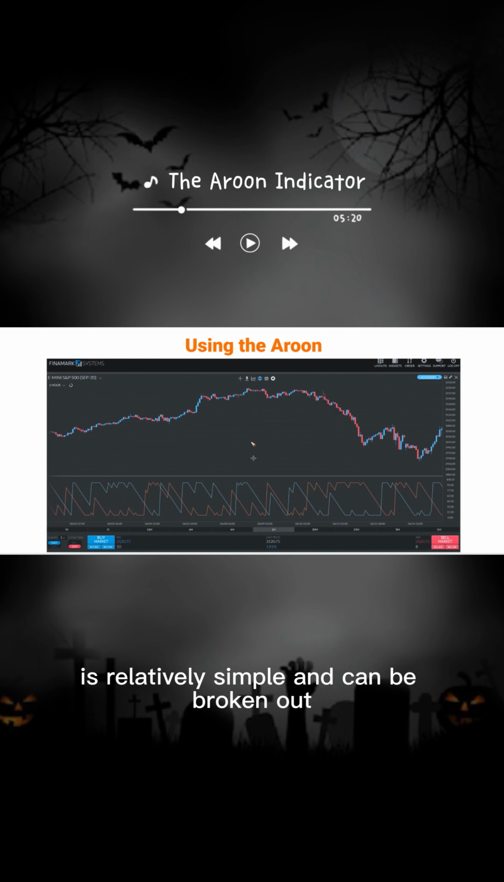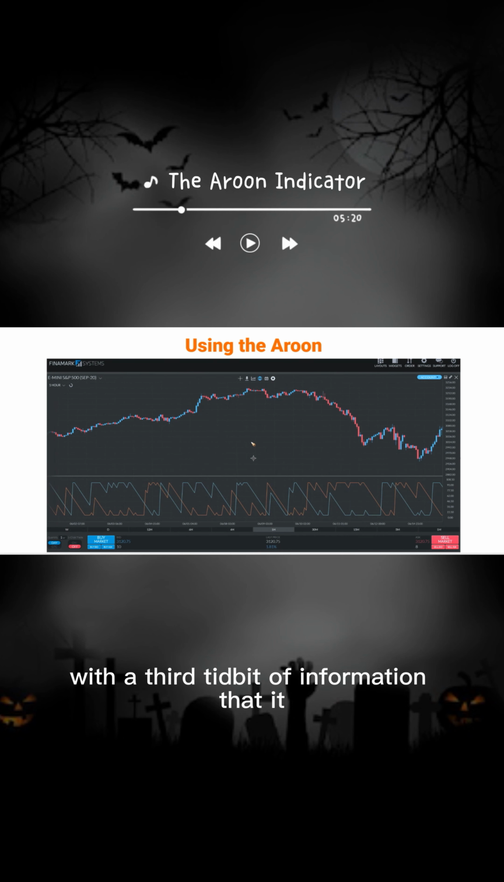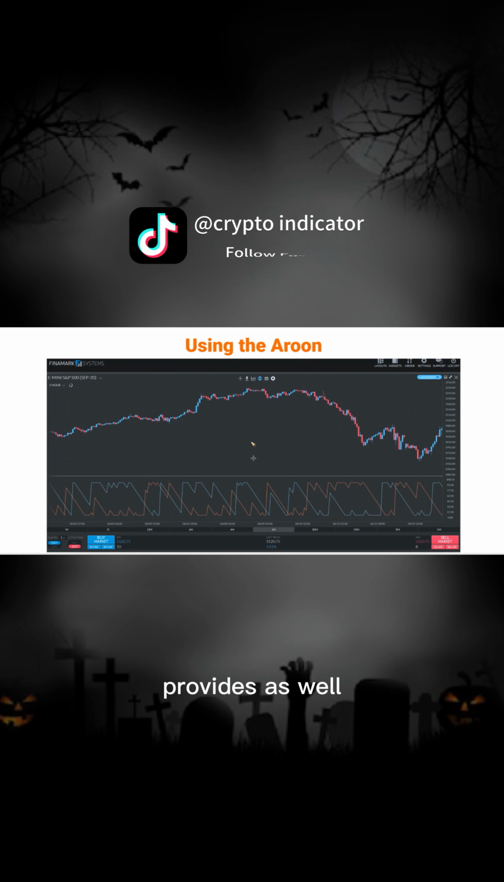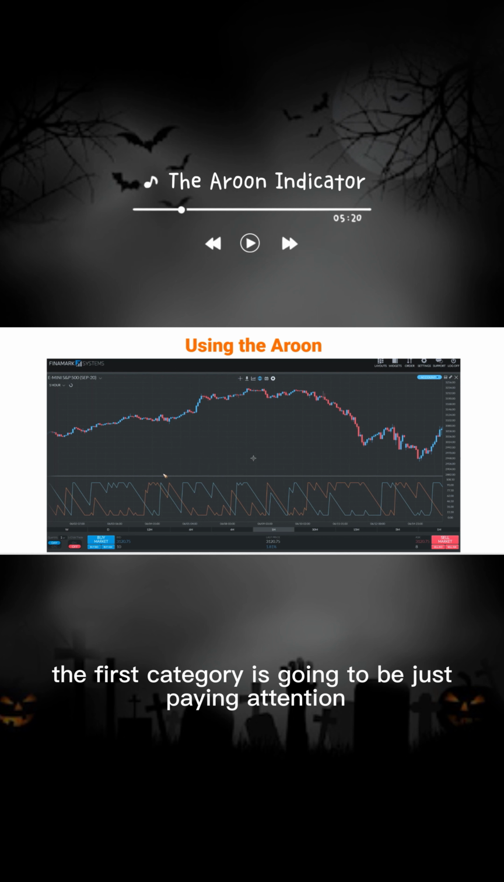Using the Aroon is relatively simple and can be broken out into two main categories, with a third tidbit of information that it kind of provides as well. The first category is going to be just paying attention to the crosses that the Aroon is providing us.